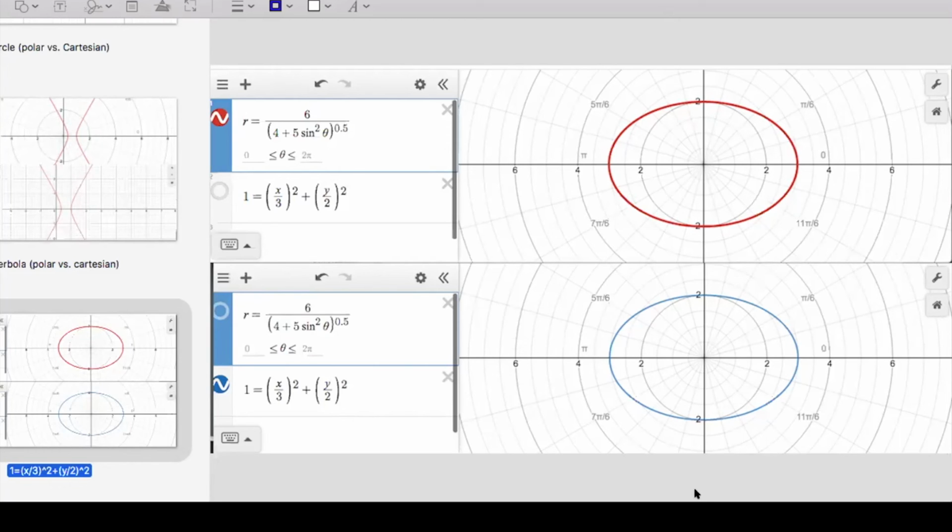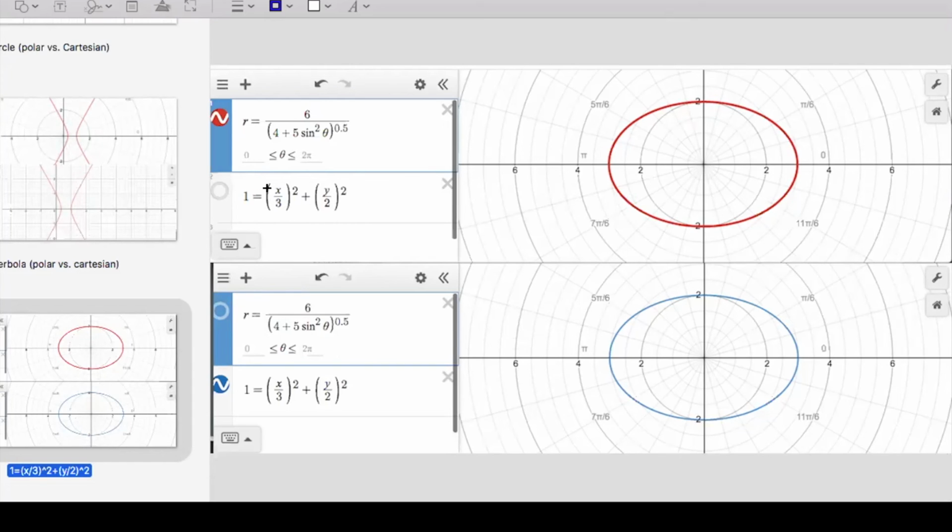Wait, I have a question. So the top equation, the r equals the one that you filled out on the top, that's the polar coordinate equation. And then what's the one on the bottom called again? The rectangular coordinate equation, or the Cartesian coordinate, right?